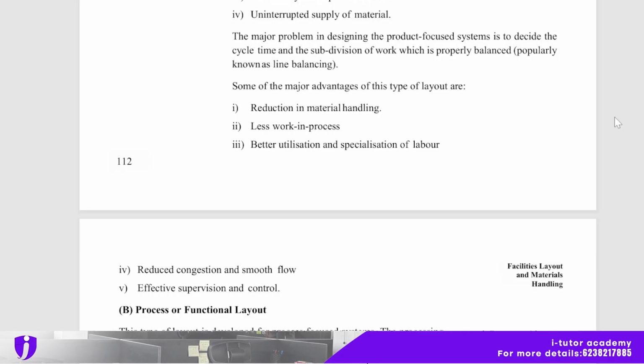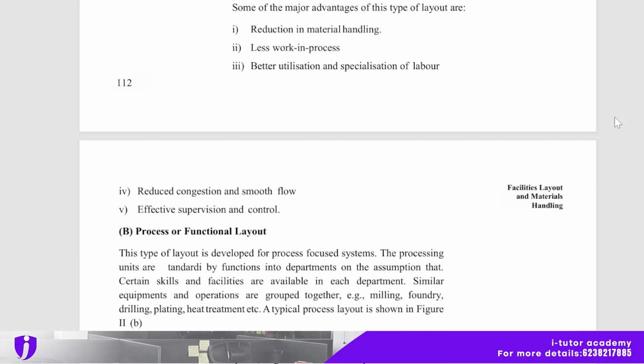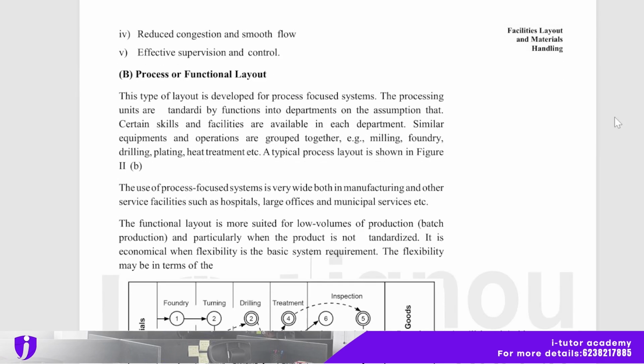Some of the major advantages of this type of layout are reduction in material handling, less work in process, better utilization and specialization of labor, reduced congestion and smooth flow, effective supervision and control, like that.